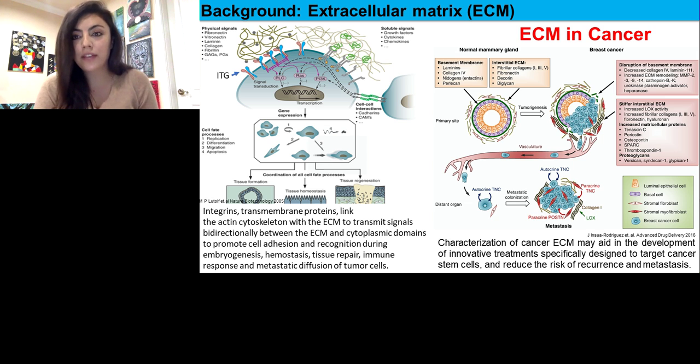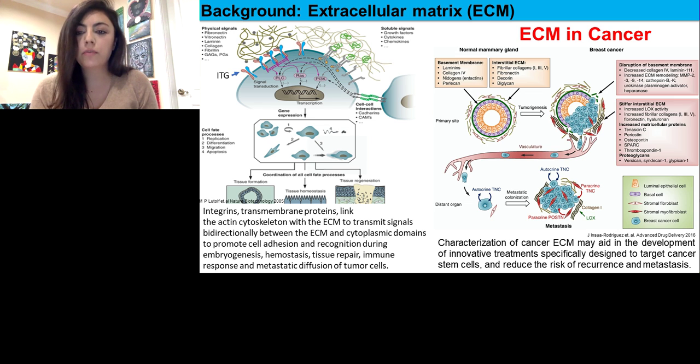However, when we have cancer, we actually have a disruption of this basement membrane, and we see a decrease in collagen 4 and laminin 111, while we see an increase in ECM remodeling MMPs. We also see a stiffer interstitial extracellular matrix with more deposition of fibril collagens 1, 3, and 4, and fibronectin.